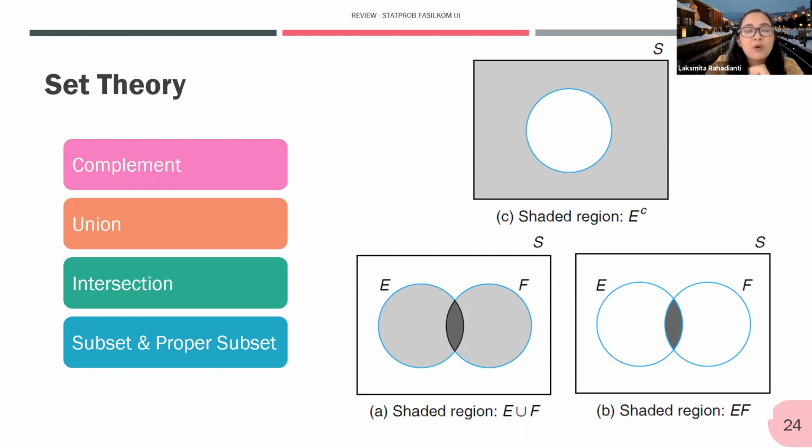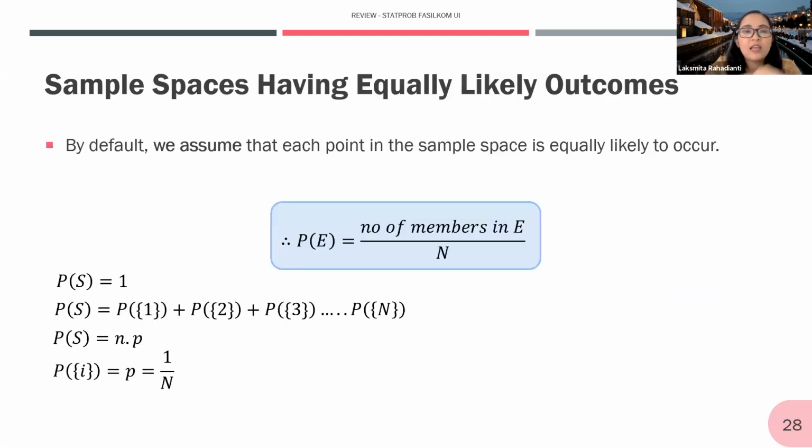And if you recall, I once asked you, what is the probability of me obtaining a 3 if I were to throw a dice? And then one of you, I don't remember who, said 1/6. And I said, yes, if we assume that each point in the sample space is equally likely to occur, then we can compute the probability of 3 coming up as 1/6.